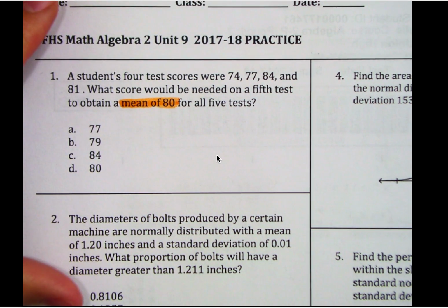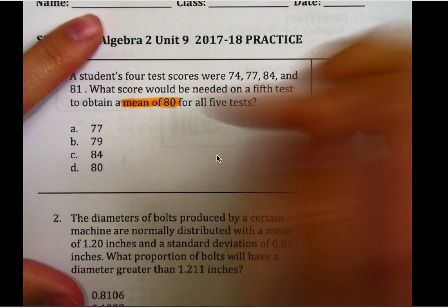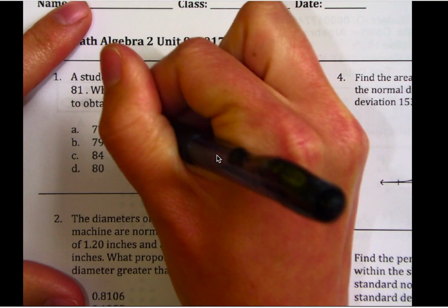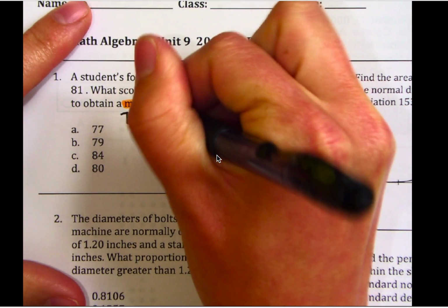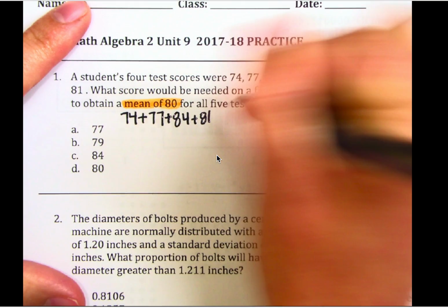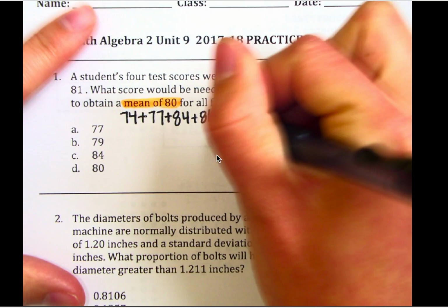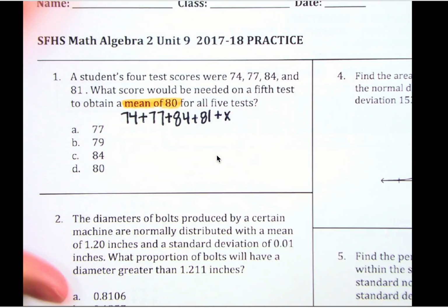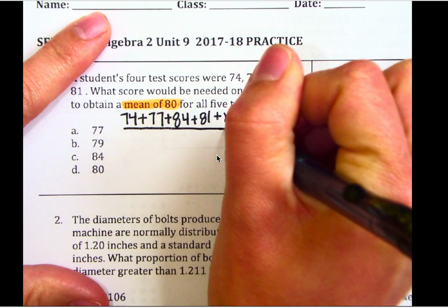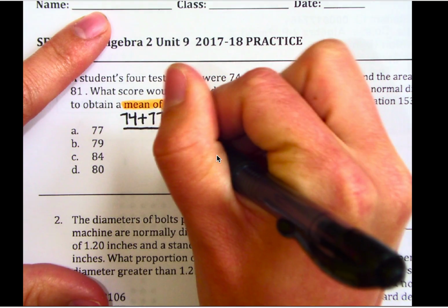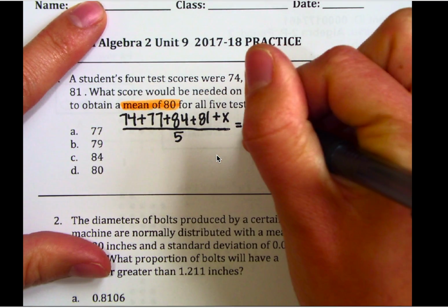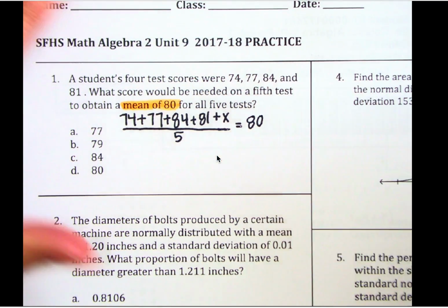We're going to be finding the mean, which means we're going to add the test scores, divide by the number of test scores, and set that equal to 80. So we have our first, second, third, and fourth test scores, and then we don't know what the 5th test score is, so we'll put that as x. Since we're talking about mean, we need to divide by the number of values. There are 5 values for the test, and we want that mean to be 80.